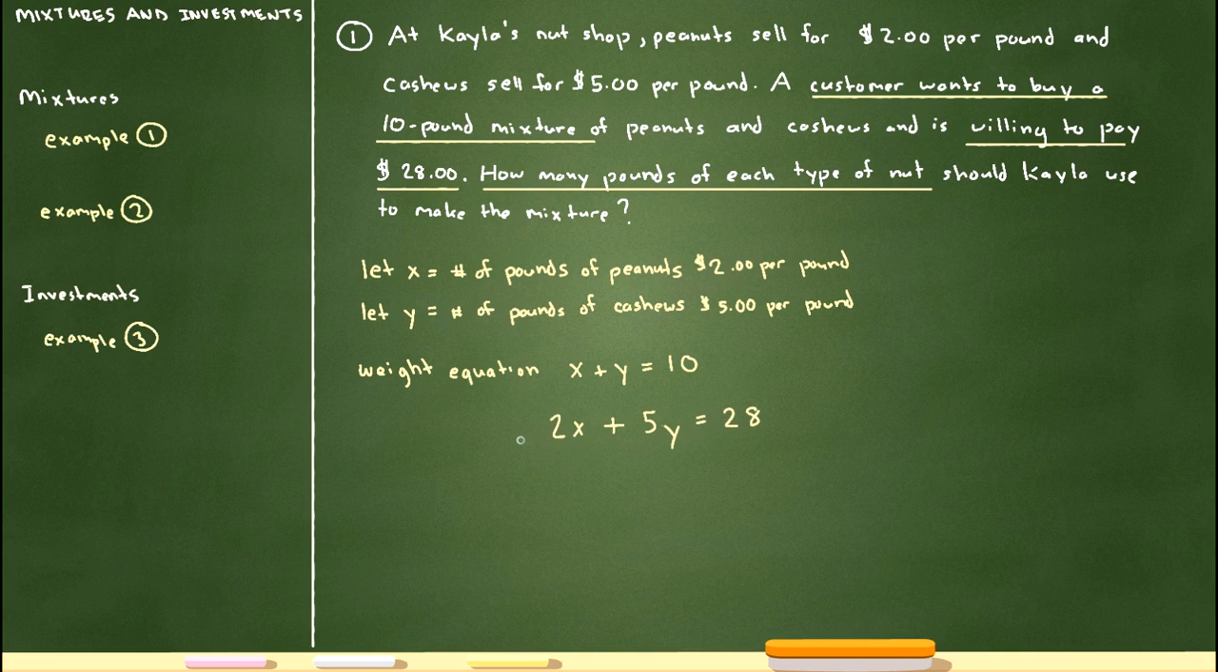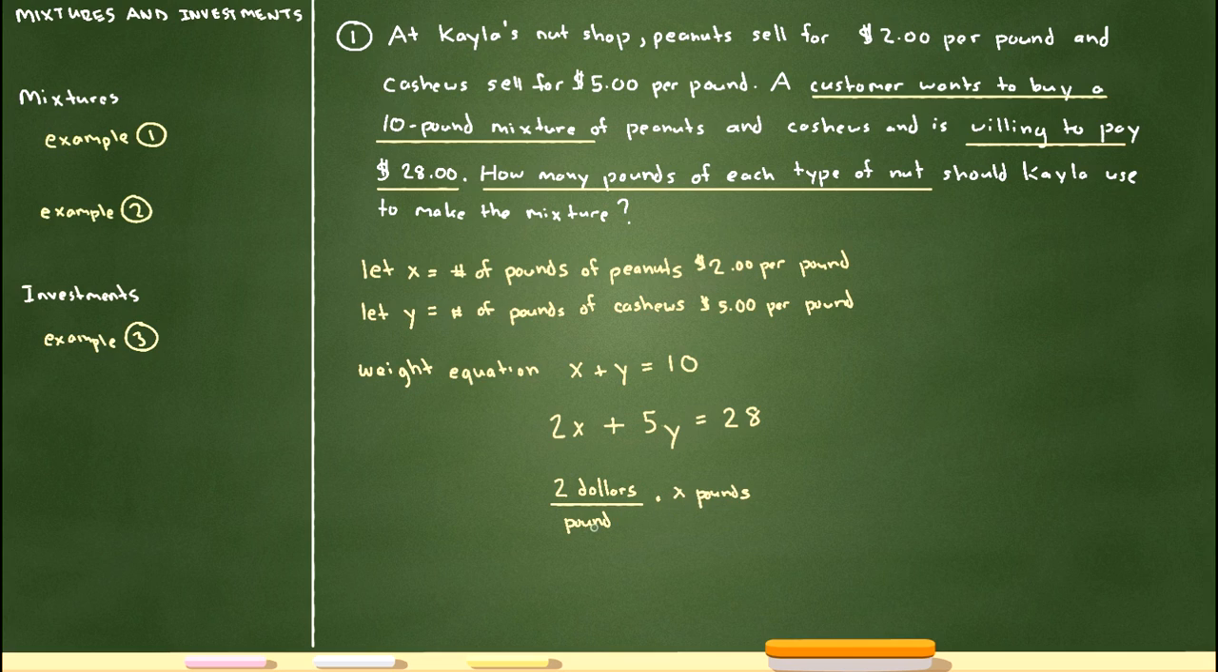Okay, and if you're having trouble seeing that this in fact represents money, you may want to include units. Just briefly, I'll erase this, but for example, this 2 times x, this is $2 times x pounds. Yeah, it's dollars, right? Because it's $2 per pound times x pounds.